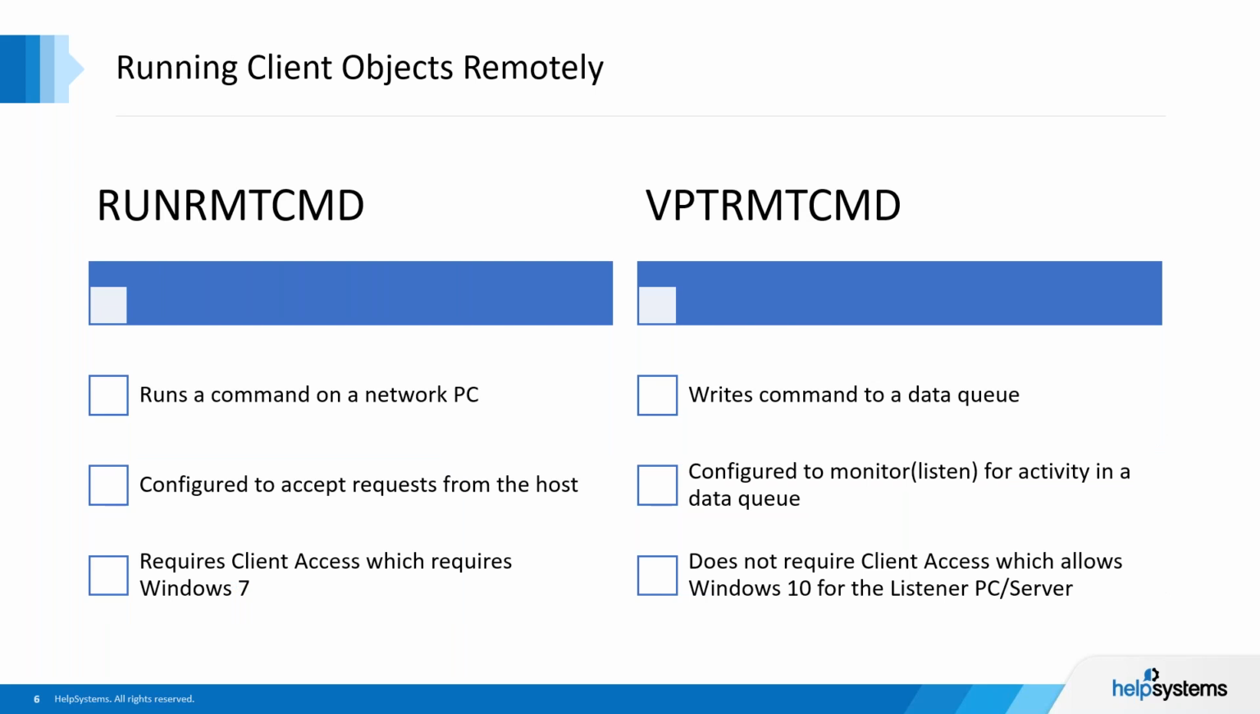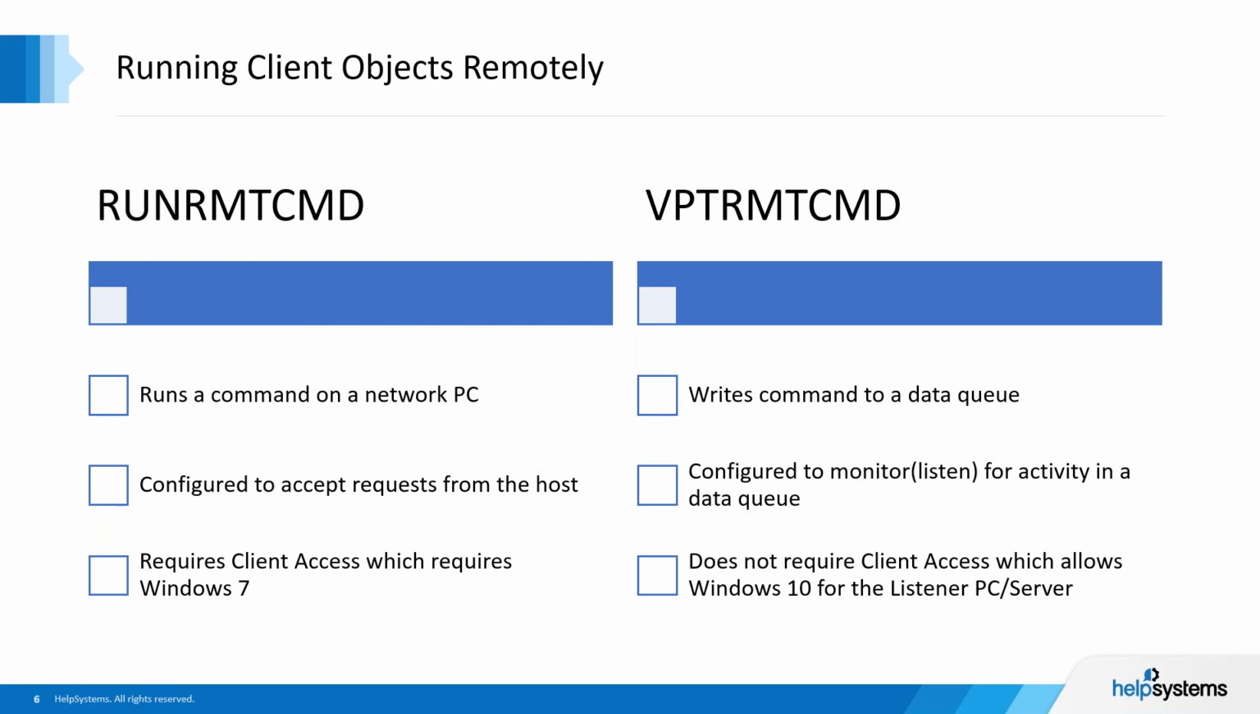When we think about Viewpoint and running the client objects remotely, we have been relying for a long time on Run Remote Command, which requires Client Access to run. The problem with that is Client Access isn't supported on Windows 10. So if you had set up a Viewpoint Server PC to receive these remote requests, you've had to keep your server at Windows 7 and not update to a more modern operating system. Well, we've changed all that.